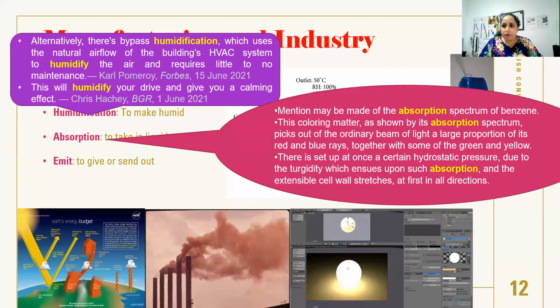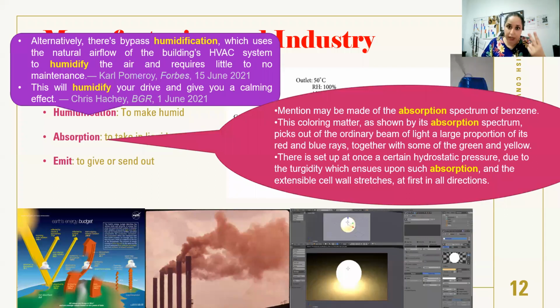Mention may be made of the absorption spectrum of benzene. This coloring matter, as shown by its absorption spectrum, picks out of the ordinary beam of light a large proportion of its red and blue rays, together with some of the green and yellow. There is set up at once a certain hydrostatic pressure due to the turgidity which ensues upon such absorption, and the extensible cell wall stretches at first in all directions.